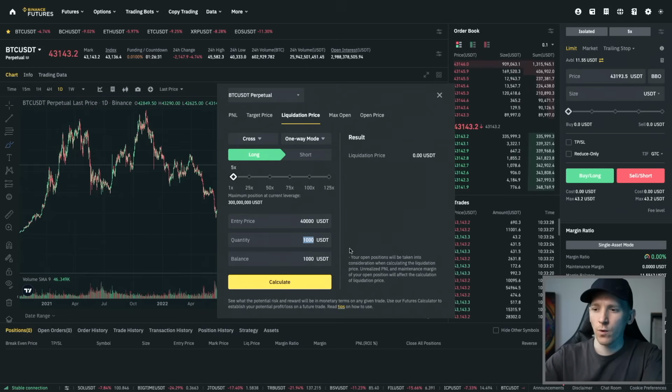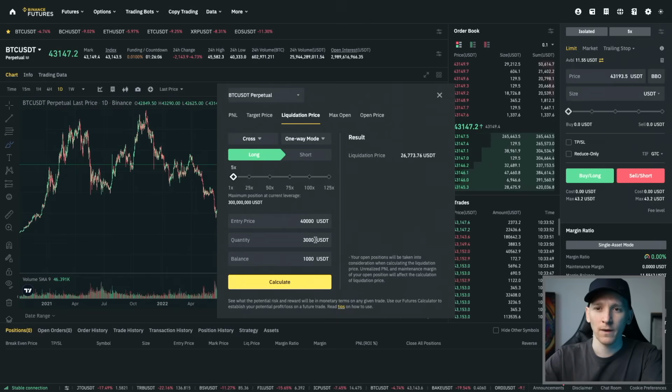Let's put a quantity of 2,500. Click calculate. So we only have $1,000. So we are using leverage to actually have a larger position than we would otherwise be able to have. And that's the liquidation price that we get, right? Around 24,000. If we then put 3,000, you can see the liquidation price actually moves higher because, of course, now it's a much bigger position and our balance to fund that is much smaller.